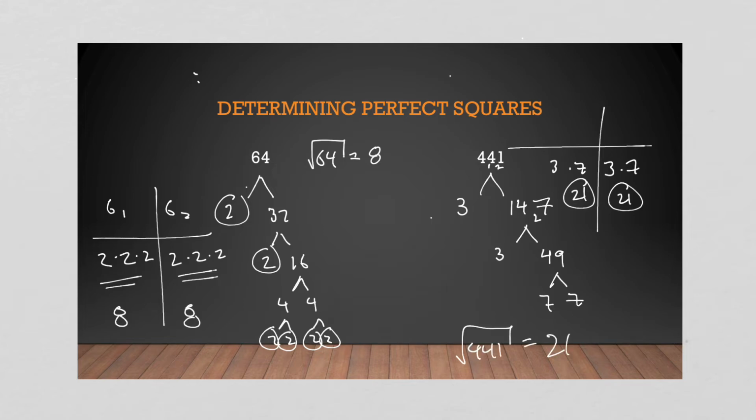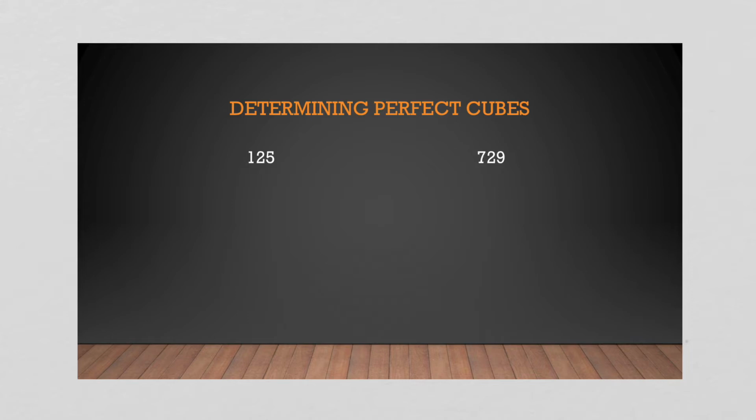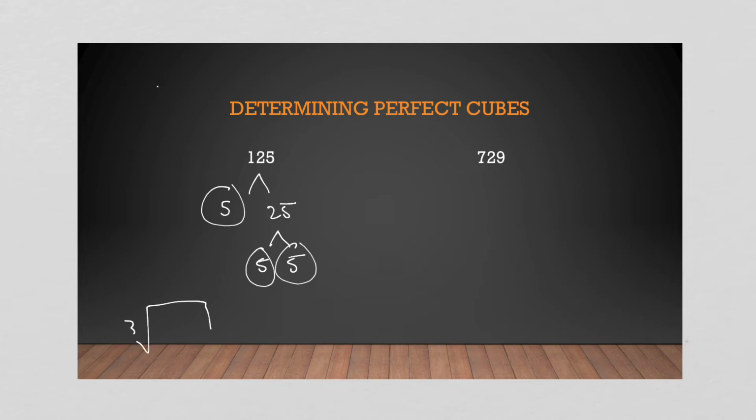So you're looking for two identical factors, even if you have a bunch of small factors. If you can put them into two groups, you're good to go. Perfect cubes are the same. So 125 is 5 times 25, which is 5 times 5. How many identical factors do you have? 3. So the cube root of 125 is 5.